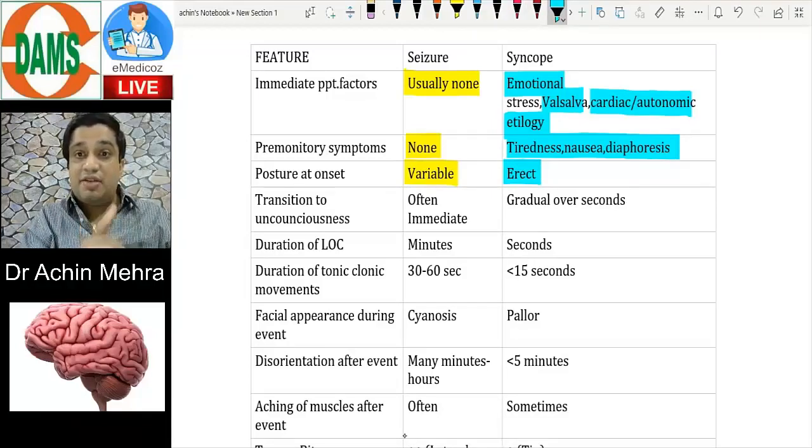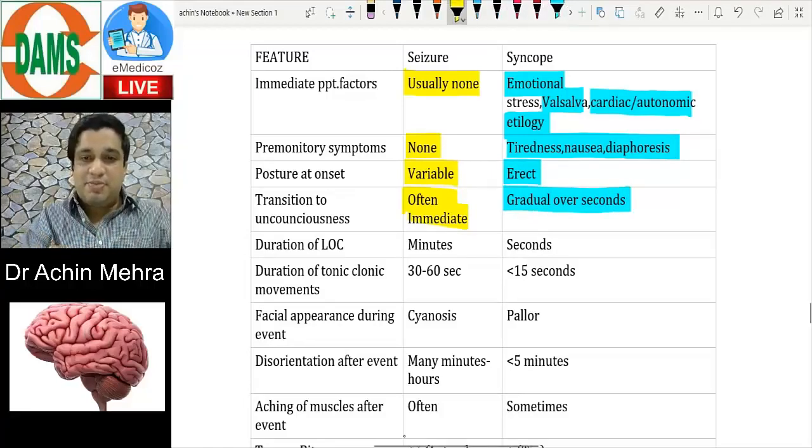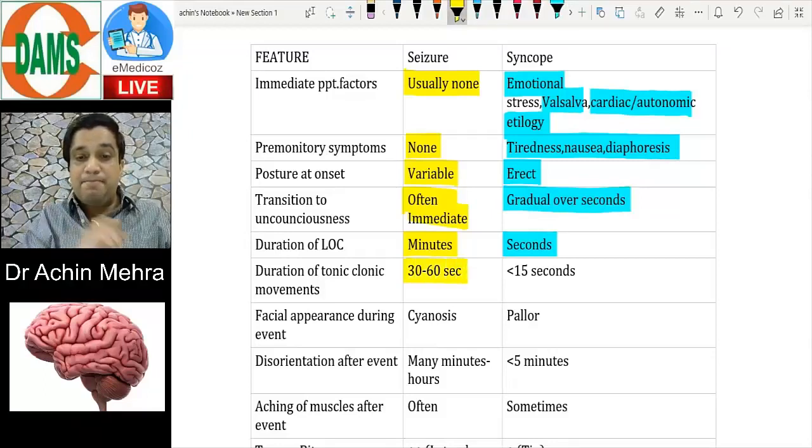Transition into unconsciousness: yes, in a seizure episode it is often immediate, while in a syncopal attack it's gradual over seconds. The duration is just the opposite now. The seizure episode will have the duration of loss of consciousness in minutes, while in a syncopal attack it will be only for seconds. The duration of the tonic-clonic movement, now this is important, yes, will be 30 to 60 seconds.